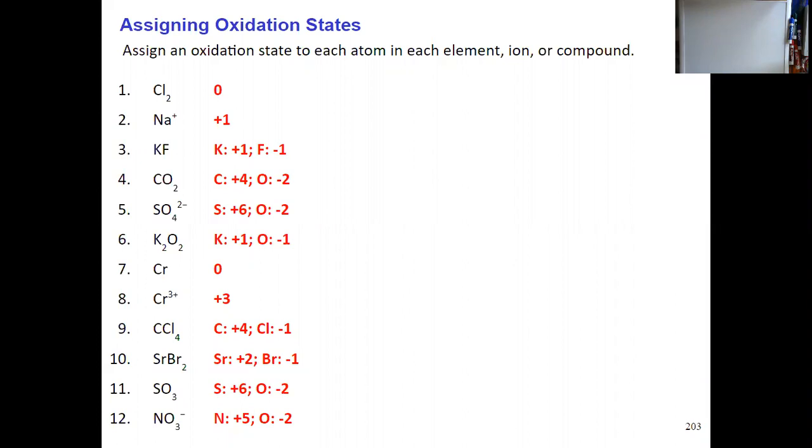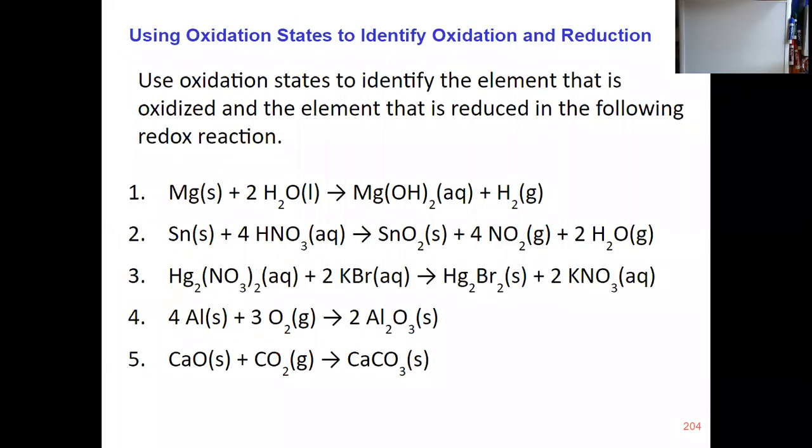So now we're going to go one step further with this. We're going to use oxidation states to actually identify redox reactions. When you look at a reaction like this, we have 5 examples here. You are going to be able to break down each of these reactions into the oxidation states of the components and decide whether you have a redox reaction or not. Once you decide, you'll be able to tell what is being oxidized and what's being reduced just by looking at the oxidation states.